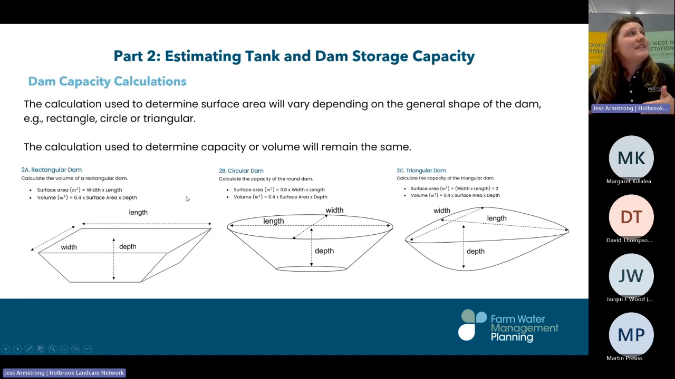But what you'll notice, obviously, is that the biggest change to the calculations is based on what the shape of the dam is. In a circle dam, you will be using 0.8 times the width times the length as your calculation. And in a triangular, you'll be using width by length divided by 2.